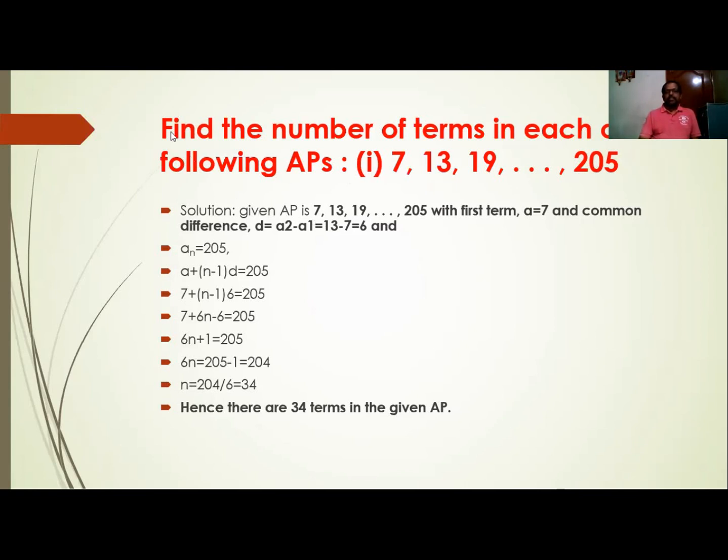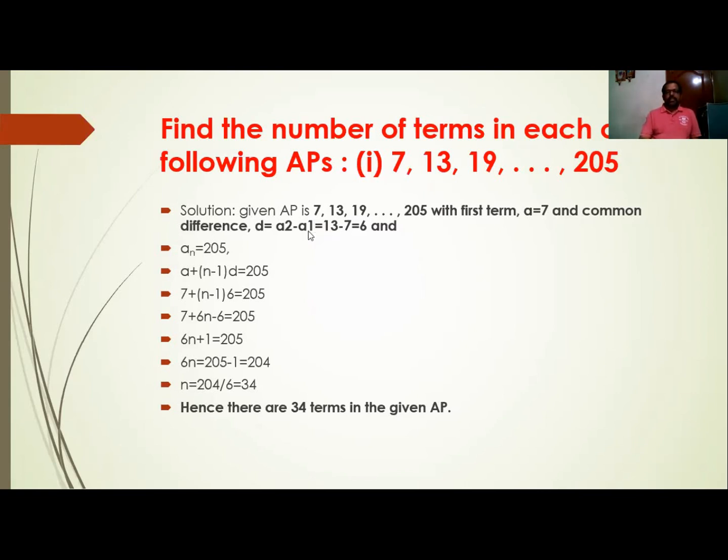What is the question given? The question is to find the number of terms in this AP. It means the terms are given, but how many terms there are, we don't know. So that number we are going to find here. As we know the general term formula, that is an, we are going to use that formula here.